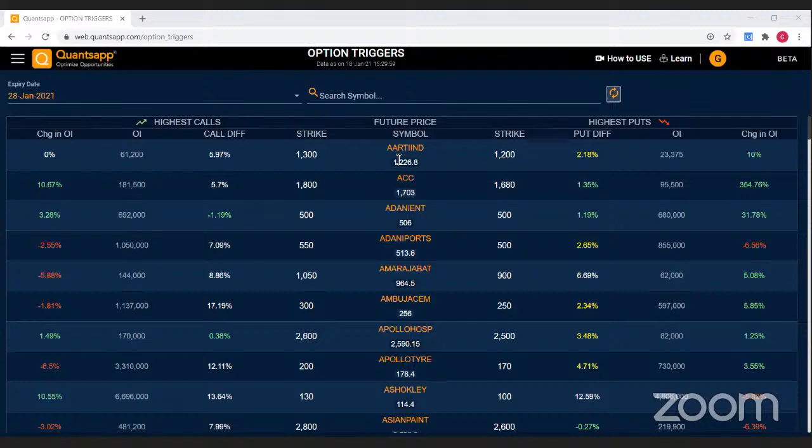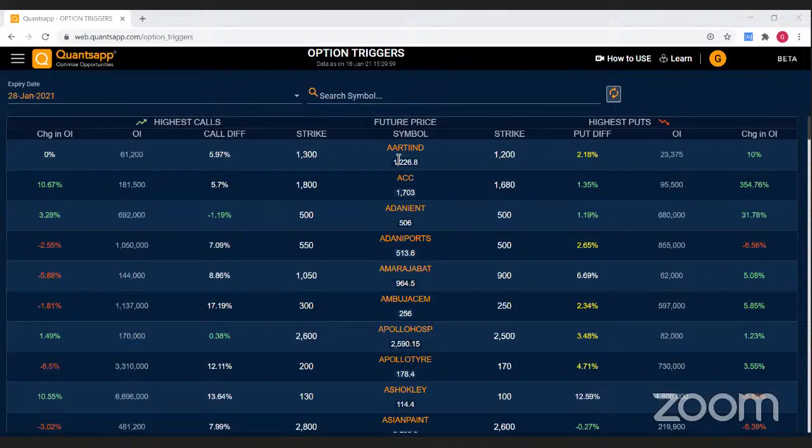So let's say a stock named XYZ has its future price trading at exactly 1,000 rupees, and at the same time the highest call OI is also at 1,000. It means that the stock is standing at the highest call OI. At that point, there might be lots of positions which market participants have built, which gives me an idea of how market participants are looking at the price movement.